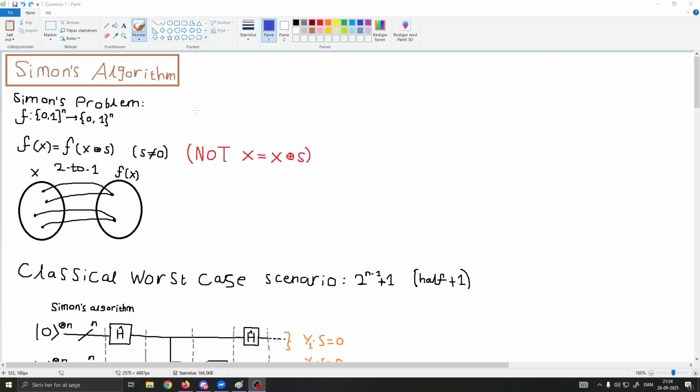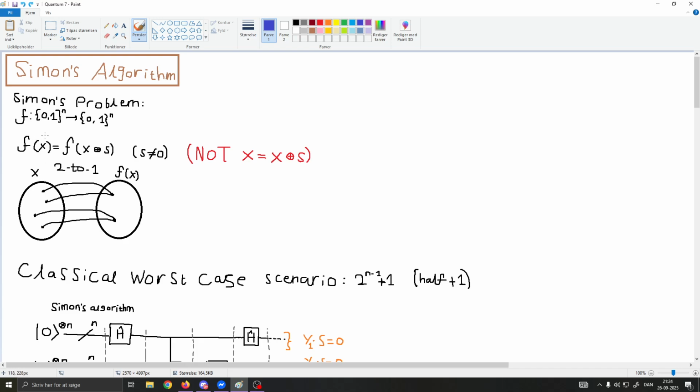Alright guys, so we are looking at Simon's algorithm. Now, to understand Simon's algorithm, we first have to understand Simon's problem.